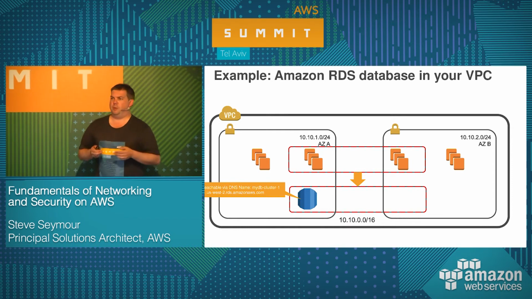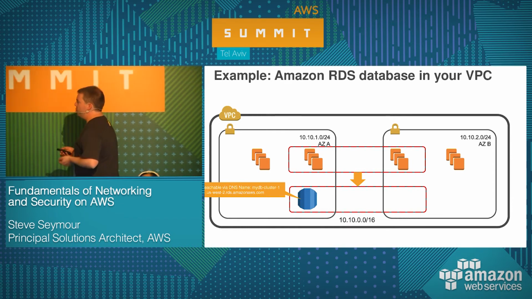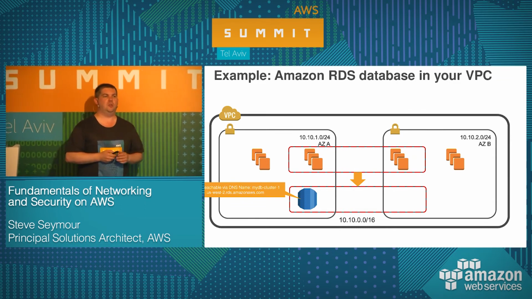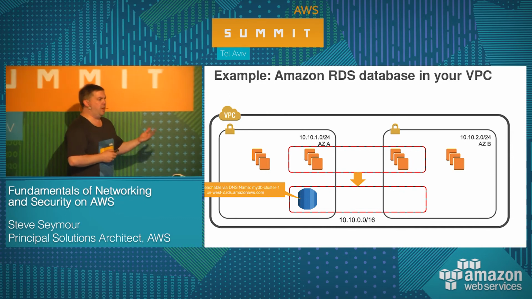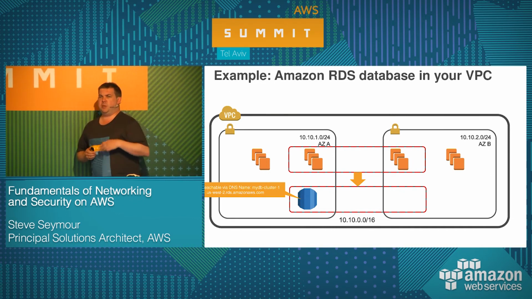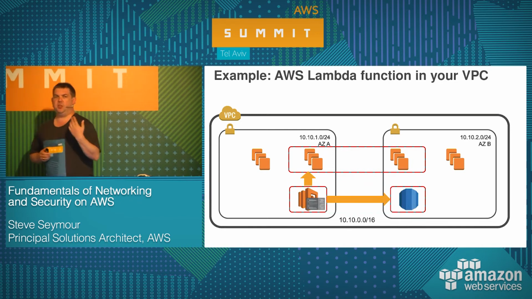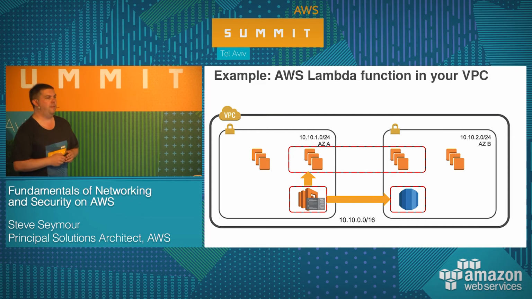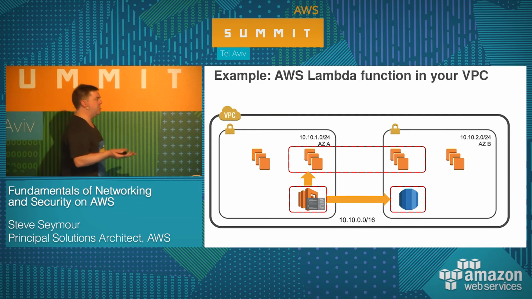What about Lambda? You might have heard Lambda today a couple of times, I'm sure, in some of the other sessions. Well, you can have a Lambda function that is running inside your VPC. So here we have it down on the bottom left. The Lambda function runs. Perhaps it needs to be able to reach out to something like an EC2 instance that is also running inside your VPC. It can do that. It can also reach out to an RDS database.